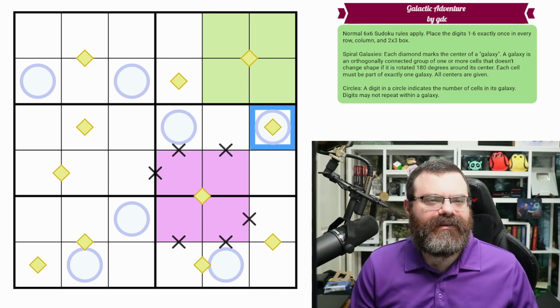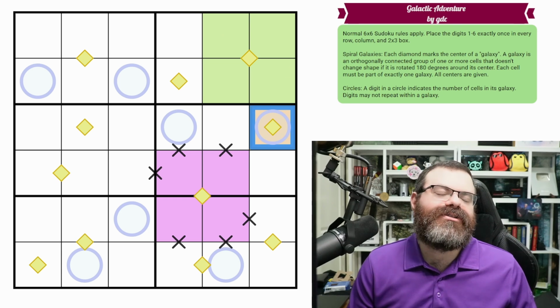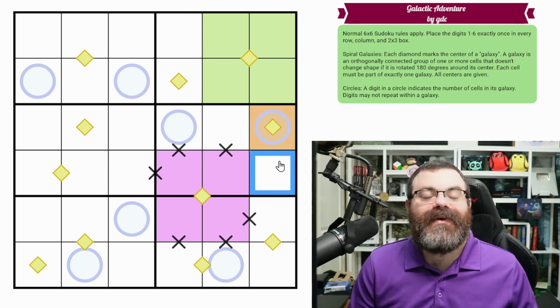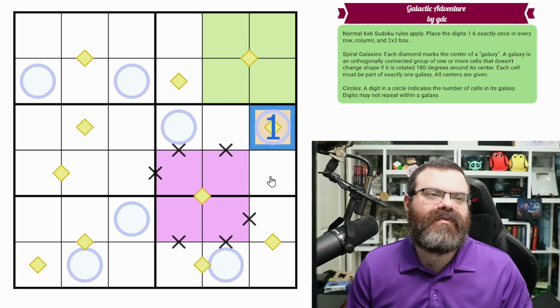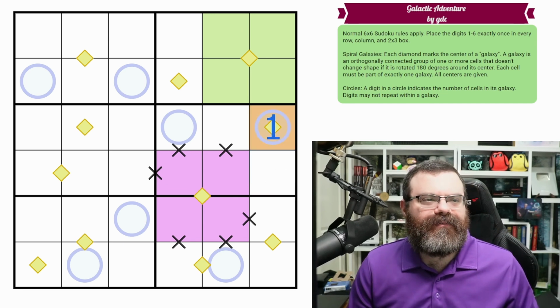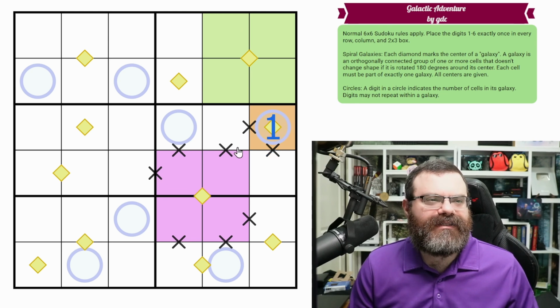What about this one here? Let's make that orange. This is the center of a galaxy, and it's on an edge, right? So we can't ever grow to the left. We can't grow down because it would invade this galaxy. So this is actually done, and it's got a circle, so this is a 1. So it does not grow there or there. I'll get rid of the X's once we have more drawn.